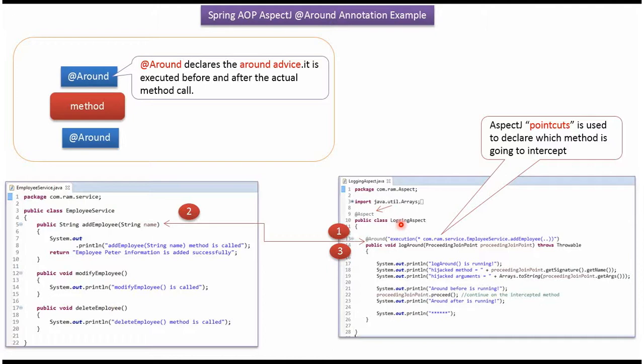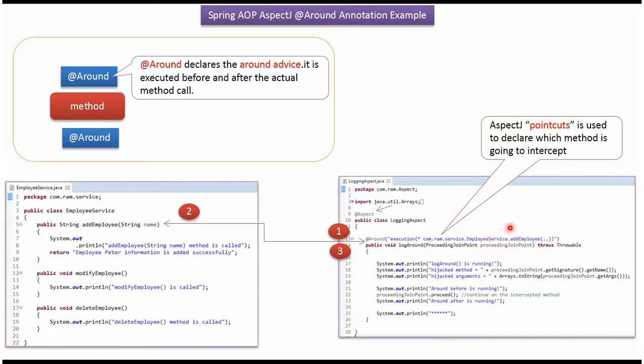Here I have defined the class LoggingAspect, and in this class I have applied the @Aspect annotation. So this class acts as an aspect class, and it has a logAround method which accepts ProceedingJoinPoint as a parameter. In the logAround method I have applied the @Around annotation, and I have defined the pointcut as the addEmployee method of the EmployeeService class.